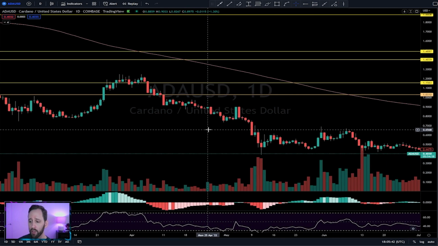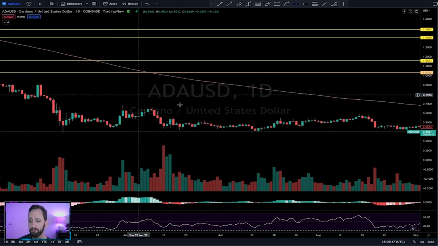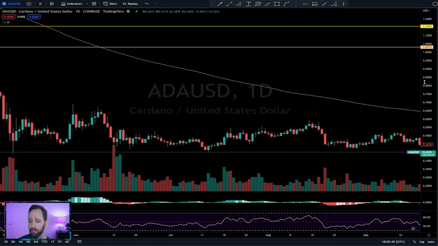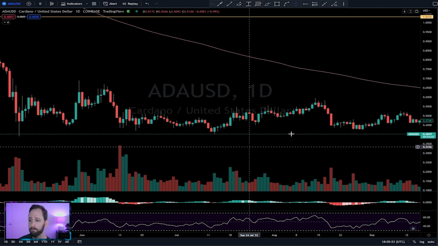You can also see another example here of a tweezer top, followed here at the bottom of a range, tweezer bottom.